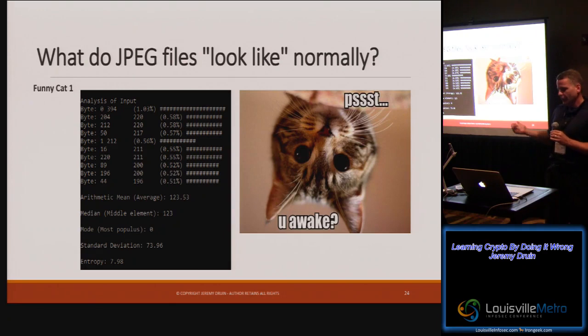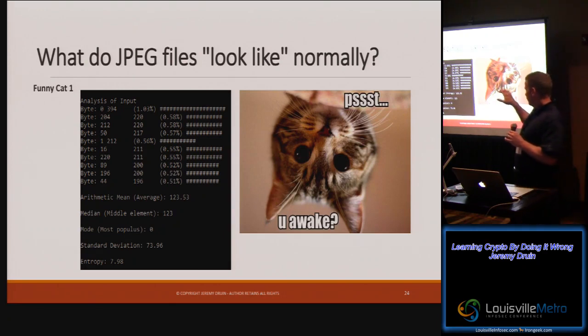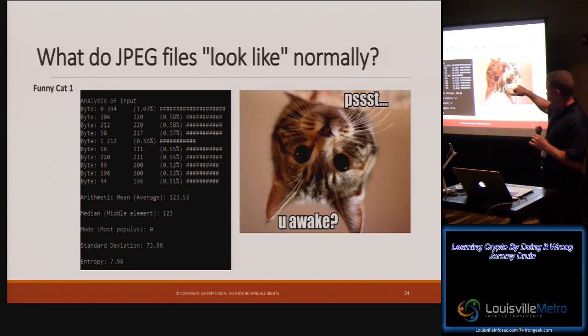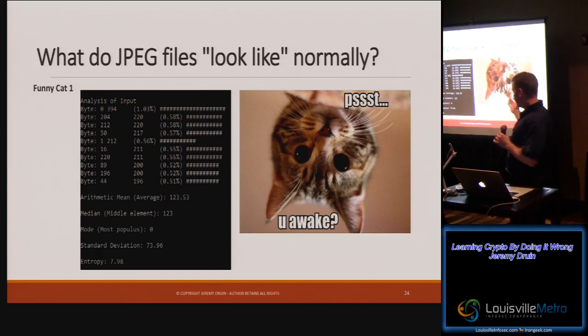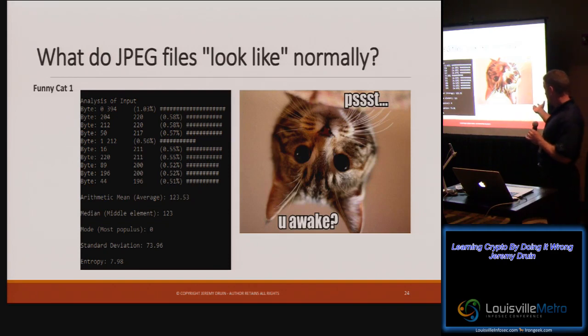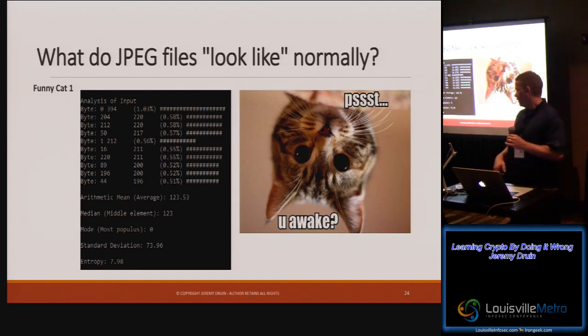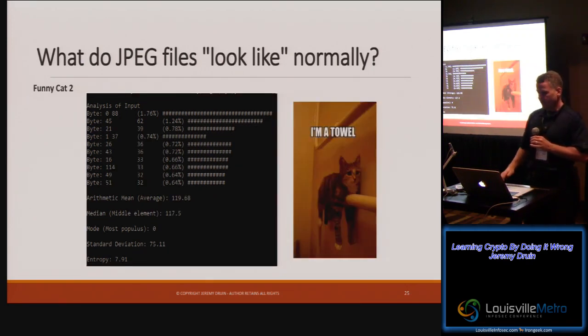So the first thing we did is start with FunnyCat1 and just run some stats. First thing I wanted you to notice is that byte 0 is by far the dominant byte: 394 occurrences in this particular file, and second place is only 220 occurrences of byte 204. So it's really a distant second, right? It's not even close. The other statistical measures were pretty average, so they weren't super helpful, but the mode, the most populous byte, was of course byte 0.